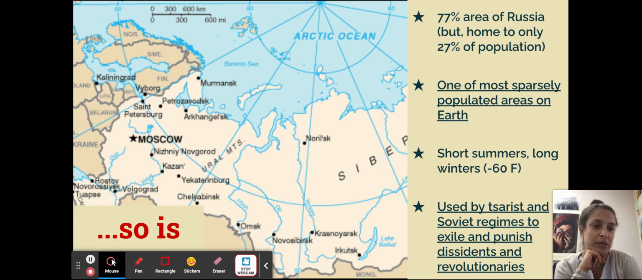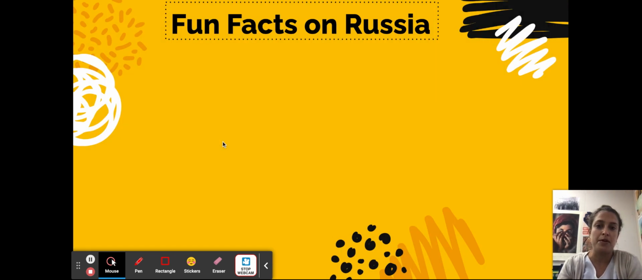This area of Russia known as Siberia was used by the Tsarist and Soviet regimes, and a Tsar is like a leader, to exile or to kick out and punish dissidents and revolutionaries. And dissident means anybody that speaks out against something. So a dissident in Russia's case would be somebody that spoke out against the leader or did something that went against the leader, and they were banished to Siberia, often to do hard labor in freezing cold weather. All right, let's keep going.